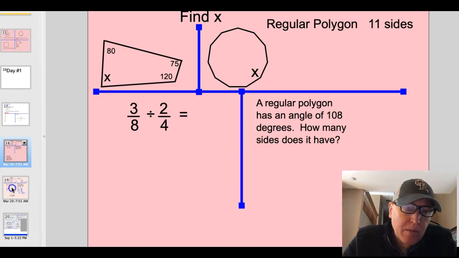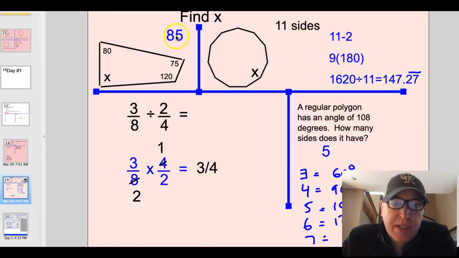Okay, here are your answers. This is 85 degrees. If you take 360 minus 80 minus 75 minus 120, you'll get 85. There's 360 degrees total in this shape. You can divide it into two triangles of 180. 180 plus 180 is the 360.